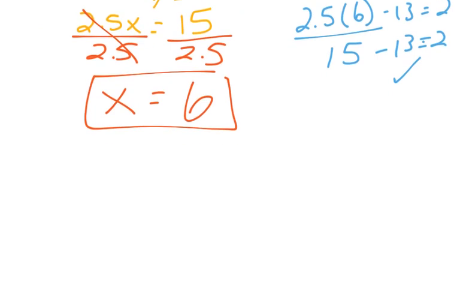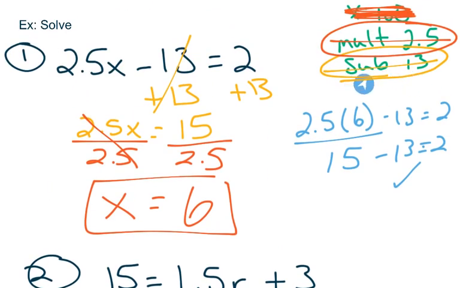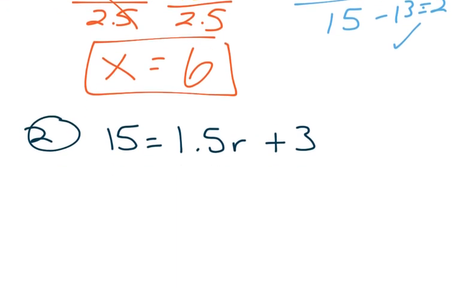Let's try another one here. Number 2. 15 equals 1.5r plus 3. Okay? We don't need to make the list every time, these steps up here. We don't need to do that every time, but if you're not sure, that's certainly a great place to start to keep yourself organized and kind of on the right path.